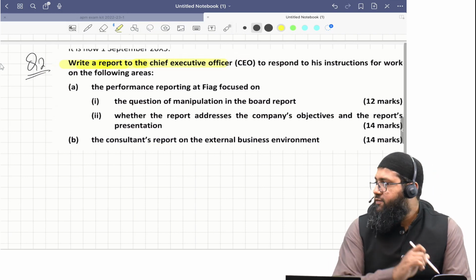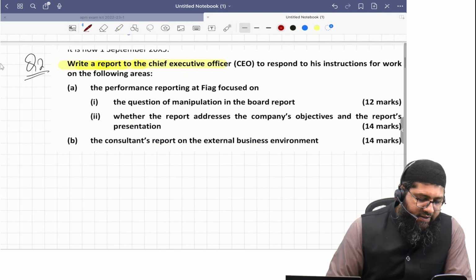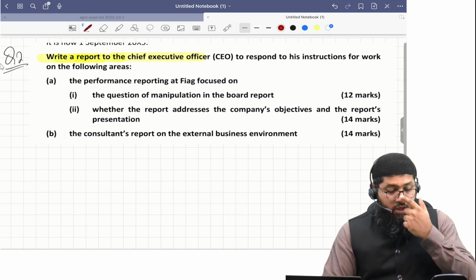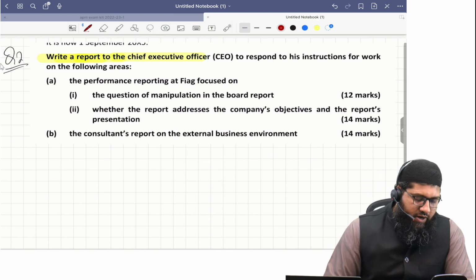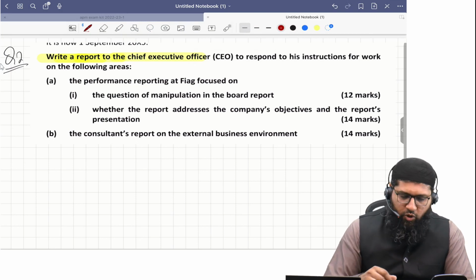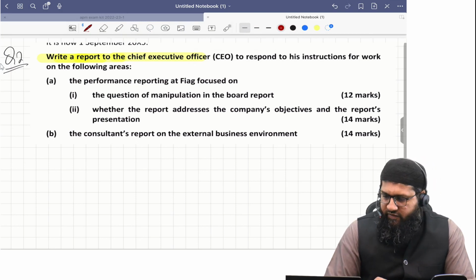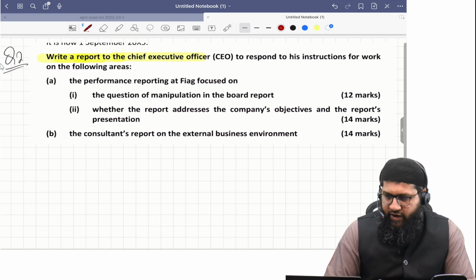Okay, let's start off. So with respect to this question, it says write a report to the chief executive officer to respond to his instruction for work on the following areas. So what you need to do is write a report to the chief executive officer for the work to respond to the instruction for work on the following areas, right?